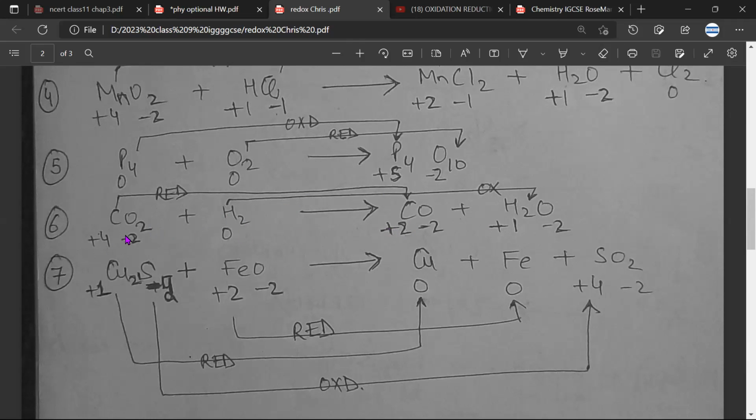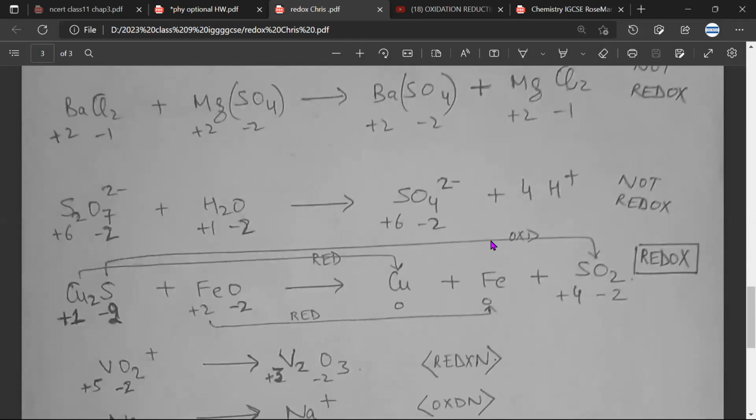But for oxygen, the oxidation number is -2, -2, -2. The oxidation number is the same. But for hydrogen, it has gone from 0 to +1. So the oxidation number has increased. That is why oxidation is happening. Chris, is it making sense or not? Yes, sir.